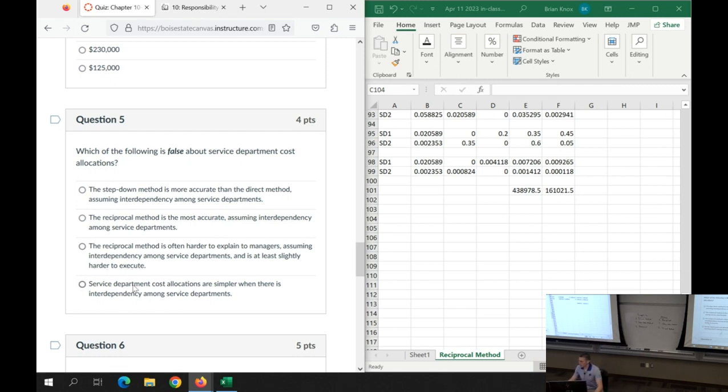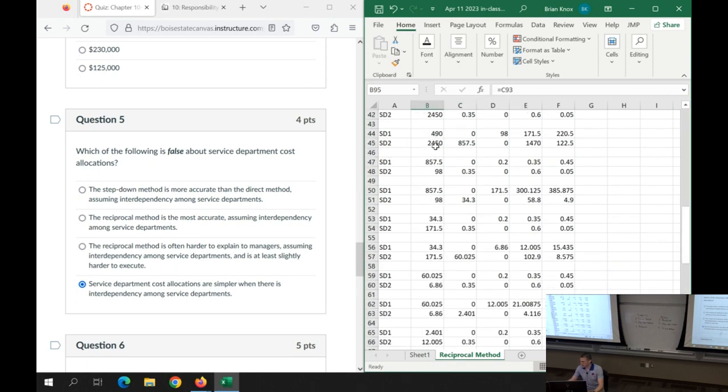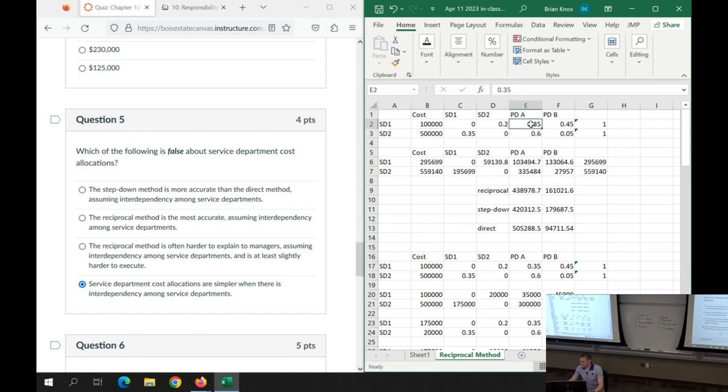All right, and so we're left with the last one being false. Service department cost allocations are simpler when there is interdependency among service departments. No, that's what causes the whole problem. If these cells right here were zeros all the time, no interdependency, no service departments serving each other, then it would just take whatever number is the cost number times the percent and go home. That's it. Don't have to stay late during close.